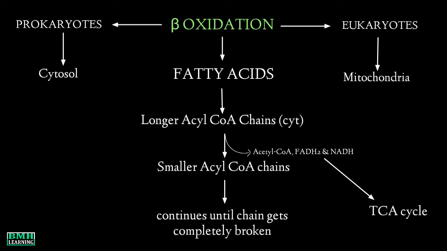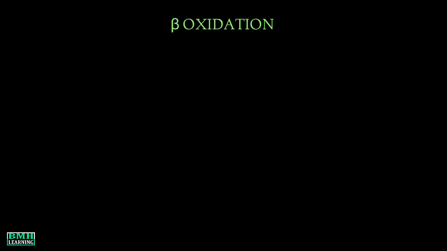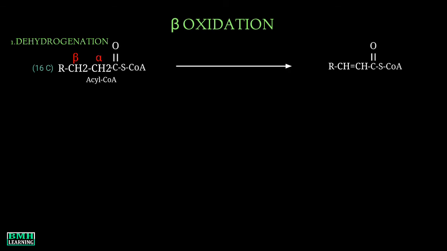Now let's discuss the chemistry of this pathway step by step. Beta oxidation takes place in 4 steps. Each step is catalyzed by a distinct enzyme. So the first step is dehydrogenation. In the first step, acyl-CoA is oxidized by the enzyme called acyl-CoA dehydrogenase.